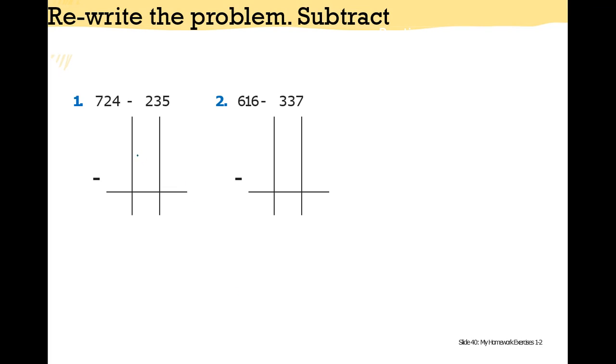Let's rewrite the problem. 724 minus 235. We are going to change it into vertical way. 7, 2, 4, minus 2, 3, 5. 4 minus 5, it's not going to work. Why? Because we have more on the floor. We need to go to the next door to cross 2 to become 1 and 4, 14. 14 minus 5 equals 9.